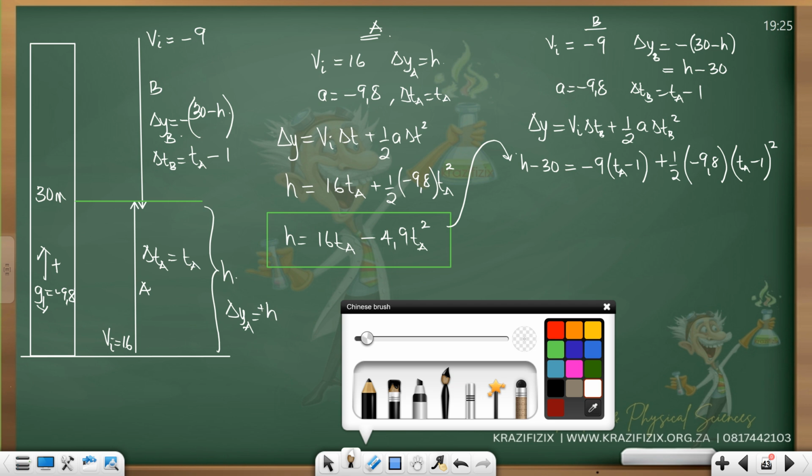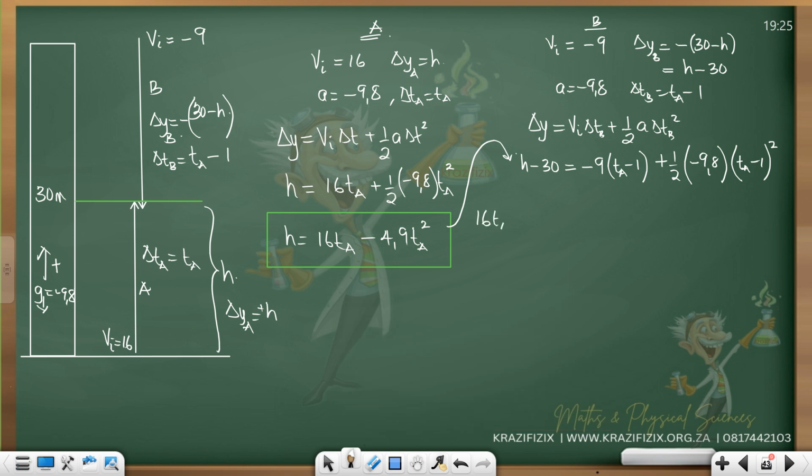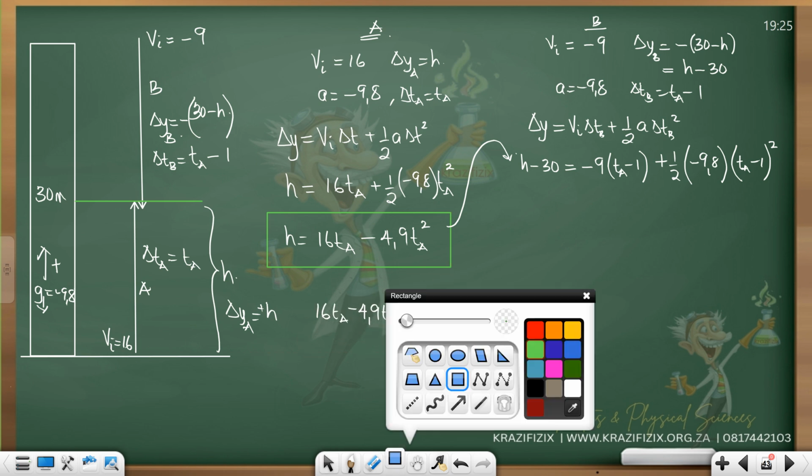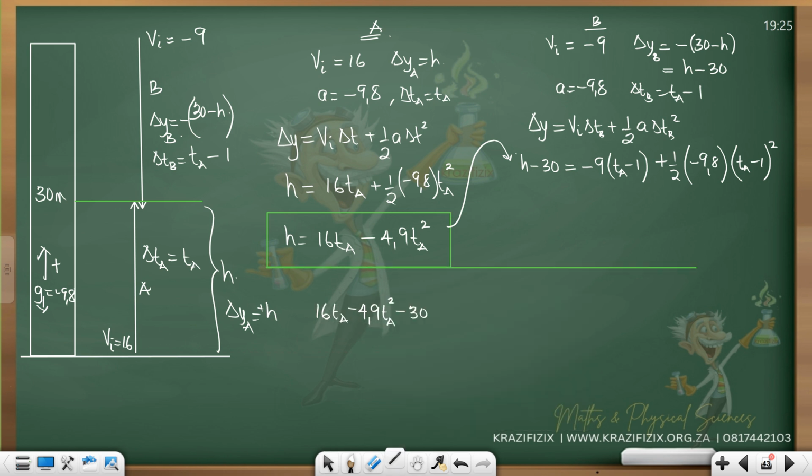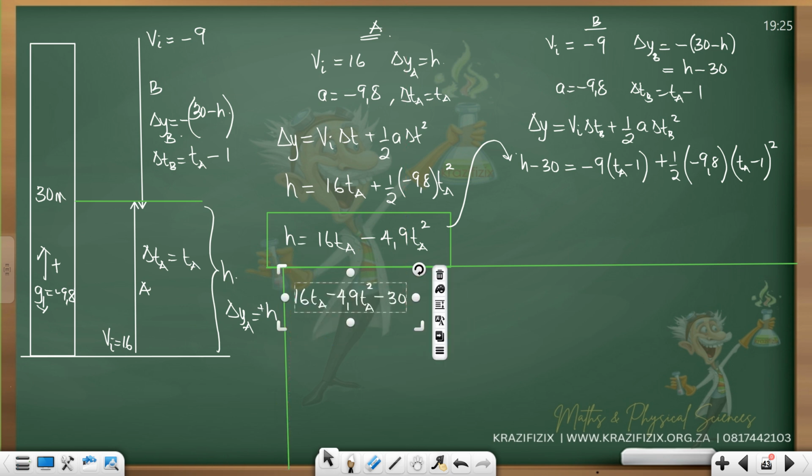So what would it be? 16TA minus 4,9 TA squared. Are we there? Minus what? 30. Ooh, I need a lot of space. So guys, please follow. Let me rule a line here, and rule a line here. The rest, like I said, is just maths now. Are we okay with that first step?